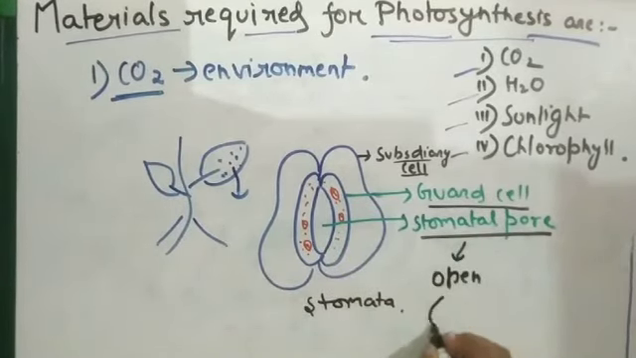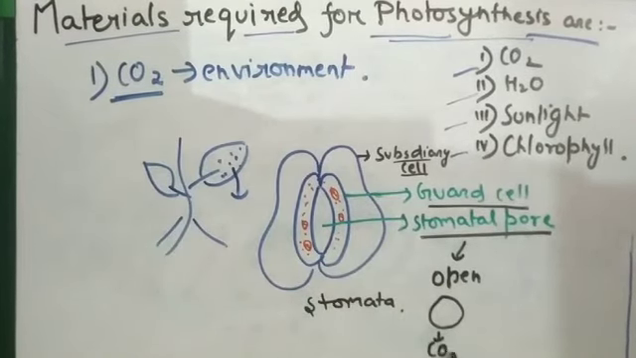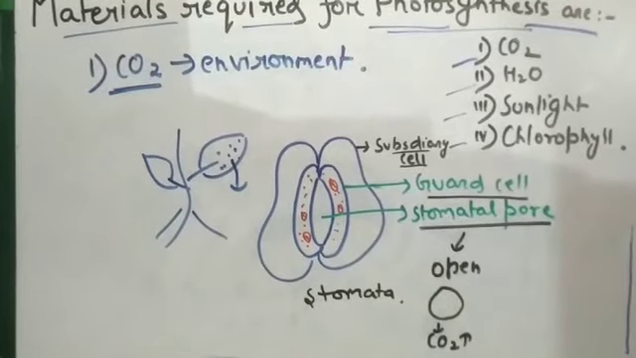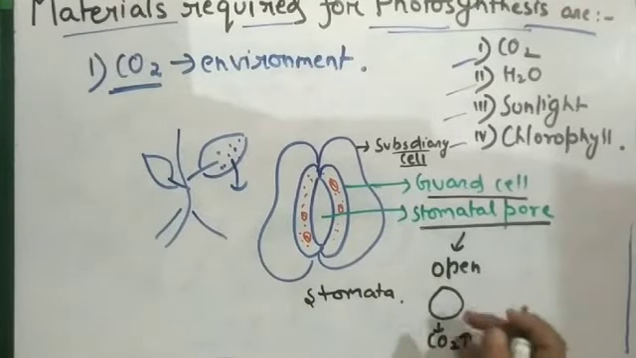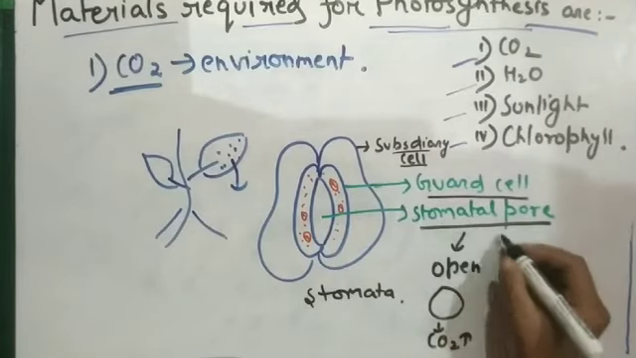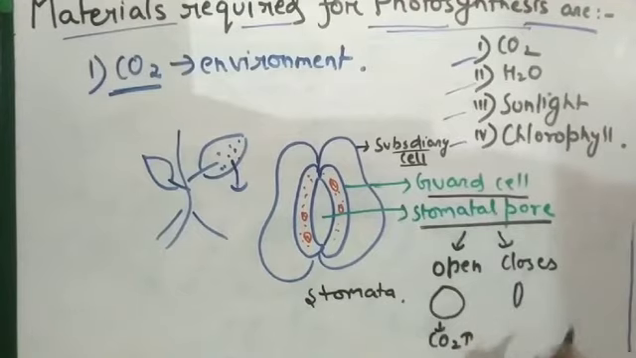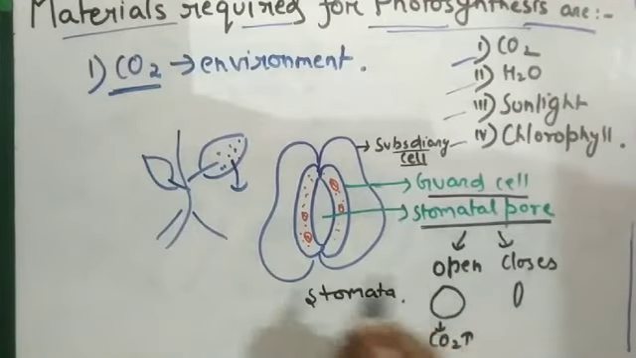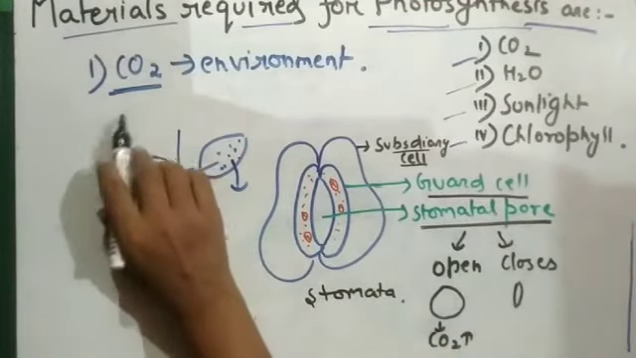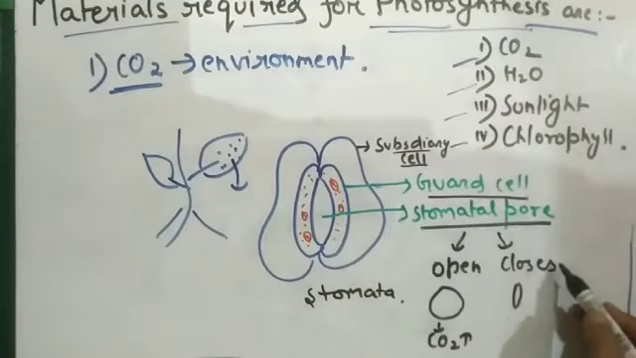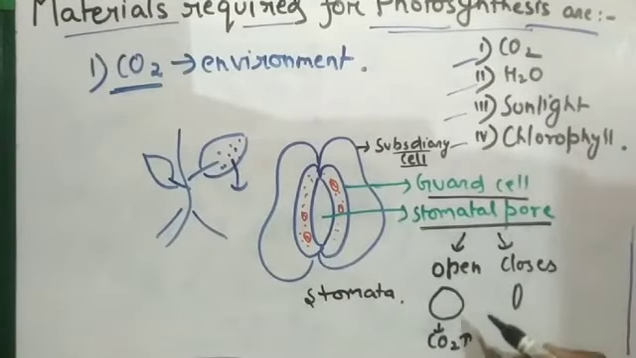This pore opens and takes the carbon dioxide inside. So it takes the carbon dioxide inside the leaf. As the stomatal pore takes the carbon dioxide inside, it closes. In this way we can see that carbon dioxide is taken up by the stomatal pore. It opens, takes the carbon dioxide inside, and as it takes the carbon dioxide inside, it closes.